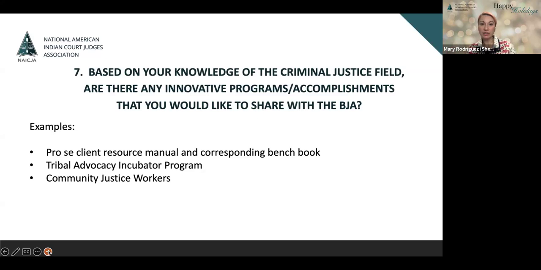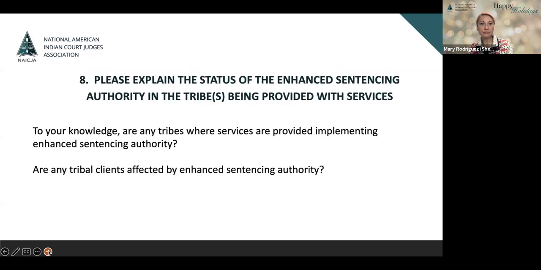But all of these are innovative, all of these are creative, all of these are things that not a lot of other places are doing, and not doing in a way that you are in tribal communities.